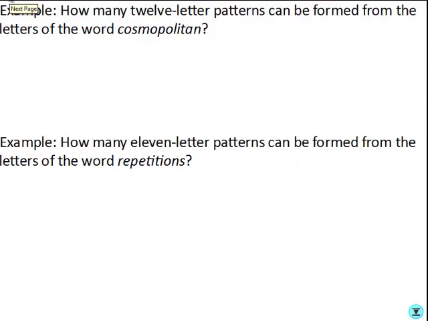How many 12-letter patterns can be formed from the letters of the word cosmopolitan? Again, this is dependent. Again, the order matters. So I know I have a permutation. I have 12 letters, so I'm going to have 12 factorial. But you'll notice that I have 3 O's. I think that's the only letter that shows up more than once. And so I need to punch that into my calculator.